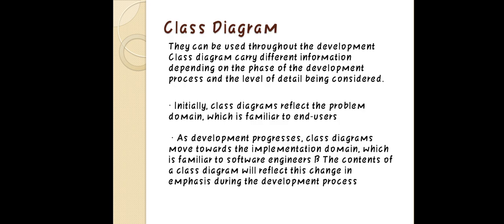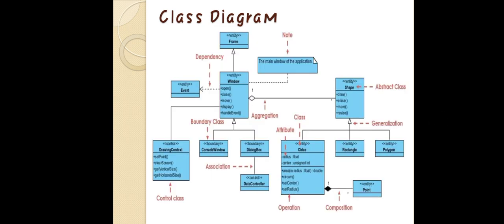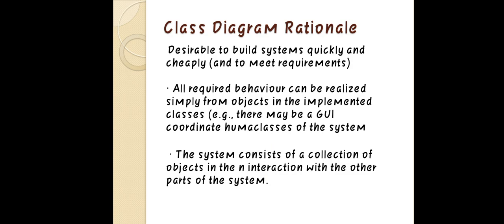Class diagrams carry different information depending on the phase of the development process and the level of detail being considered. Early on, class diagrams reflect the problem domain, which is familiar to end users. As a developer progresses, class diagrams move toward the implementation domain, which is familiar to a software engineer. The content of a class diagram will reflect this change in emphasis during the development process. Now, this is a class diagram.